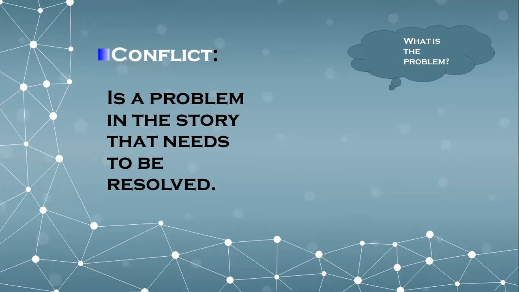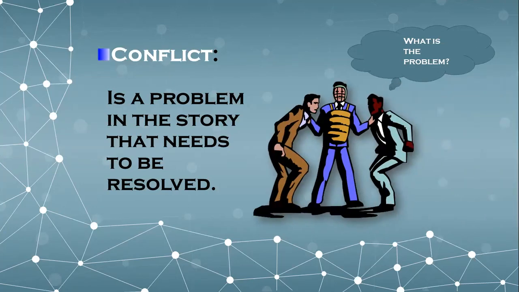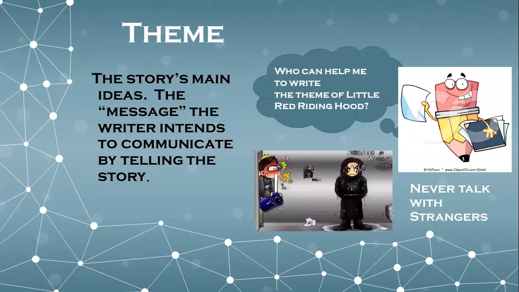Okay, something happens, and this is the interesting line of the story. So, in order to keep a reader interested, you have to give him a problem and a resolution. Okay, what is the problem here? Let's find out. And at the end, we have the last point, which is the theme.